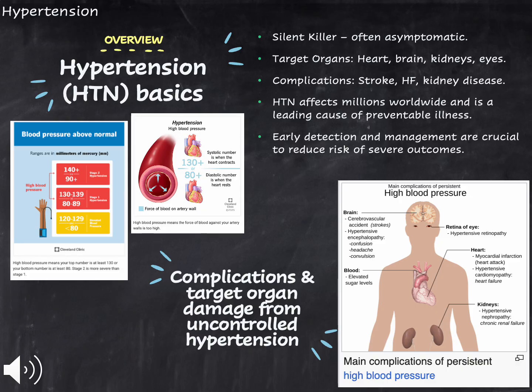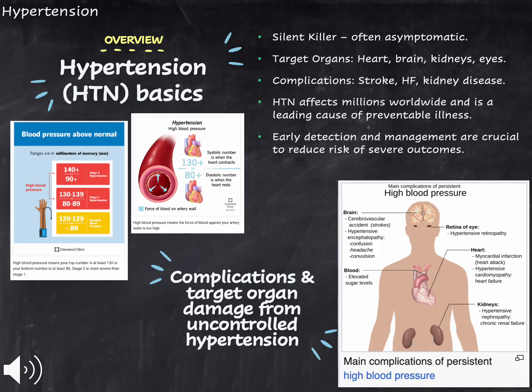The target organs most affected are the heart, brain, kidneys, and eyes. And over time, that ongoing stress takes a heavy toll. In the heart, hypertension forces the muscle to pump harder, leading to left ventricular hypertrophy, the thickening of the heart wall. Eventually, that overworked muscle becomes stiff and weak, progressing to heart failure.